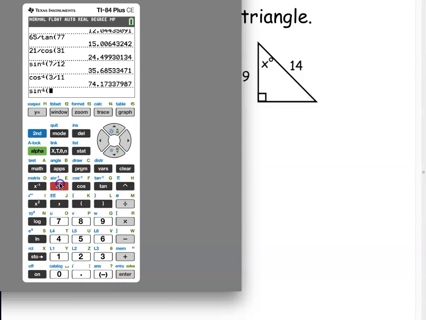Okay, so second sine, 10 divided by 17. And we get about 36.03. Okay, you guys do the next one.